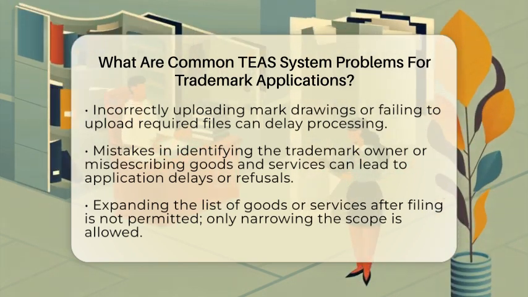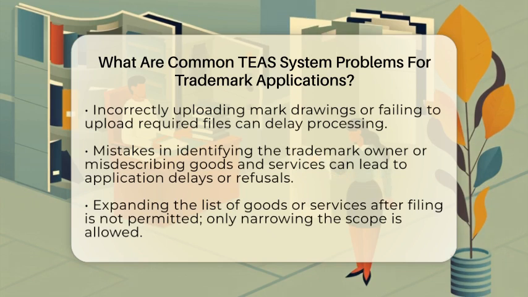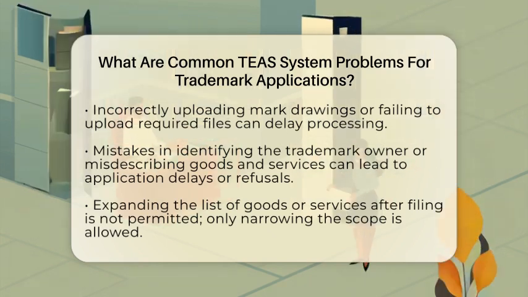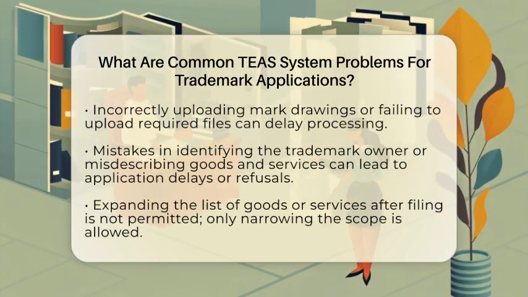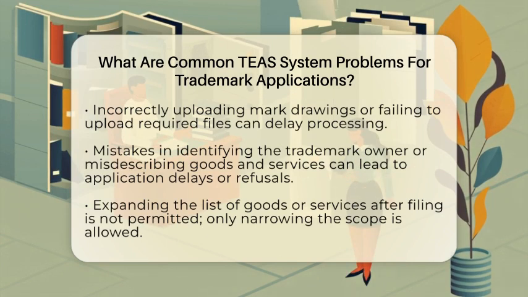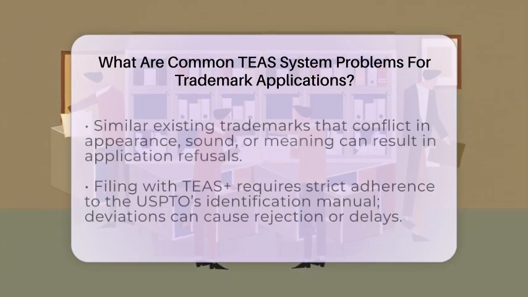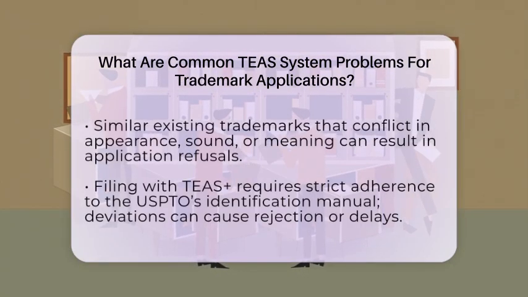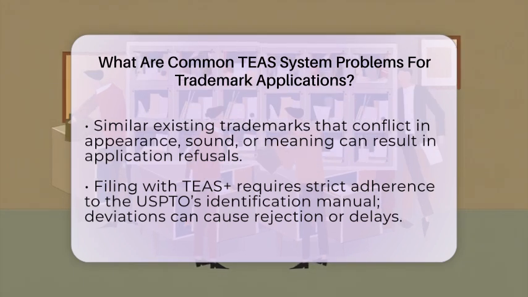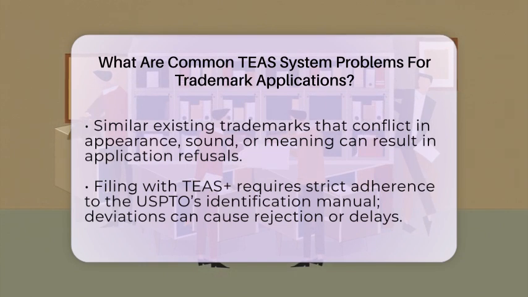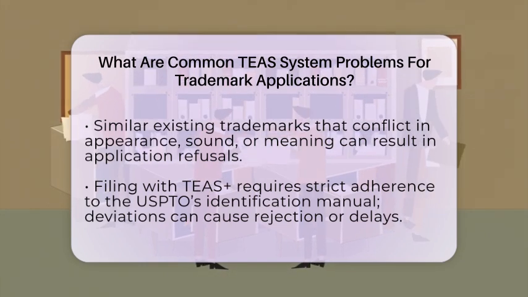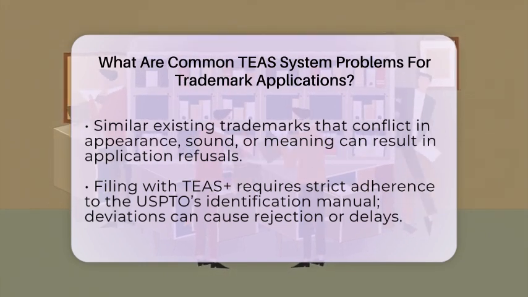Application content errors are also quite common. For example, if you incorrectly identify the owner of the trademark, your application might get delayed. It's important to accurately state who owns the mark. Misdescribing goods or services is another frequent mistake. If you list labels when you actually use the mark on wine, the application could be refused. You need to be precise and only include the actual goods or services connected to your mark.